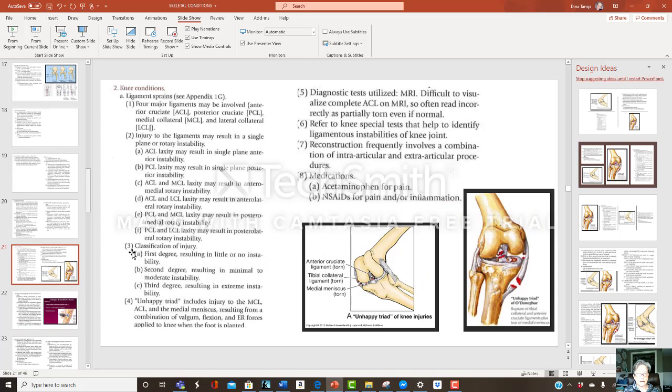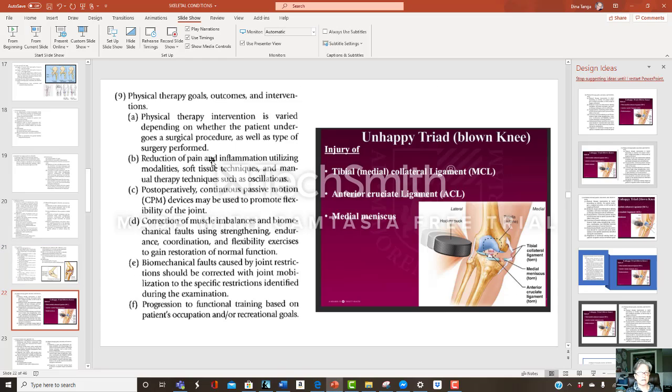So we've got the unhappy triad there. And then the physical therapy goals: intervention is varied depending on whether the patient undergoes a surgical procedure as well as the type of surgery performed. Reduction of pain and inflammation utilizing modalities, soft tissue techniques, and manual therapy techniques such as oscillations.